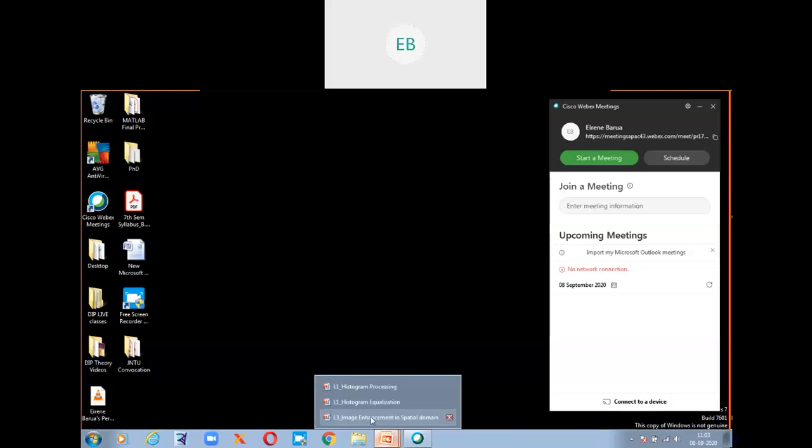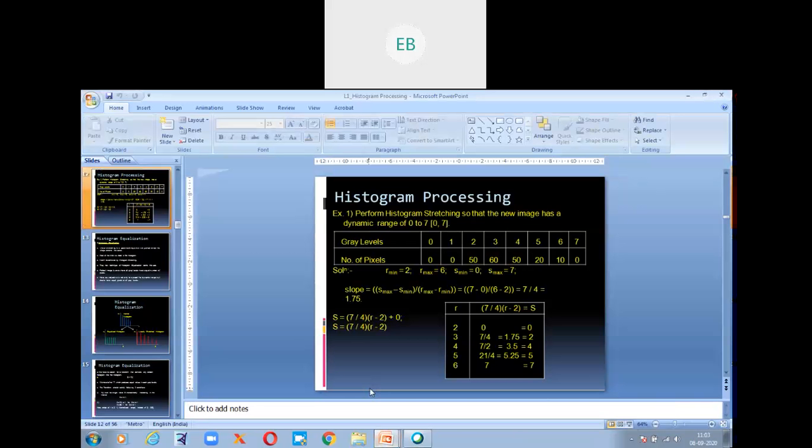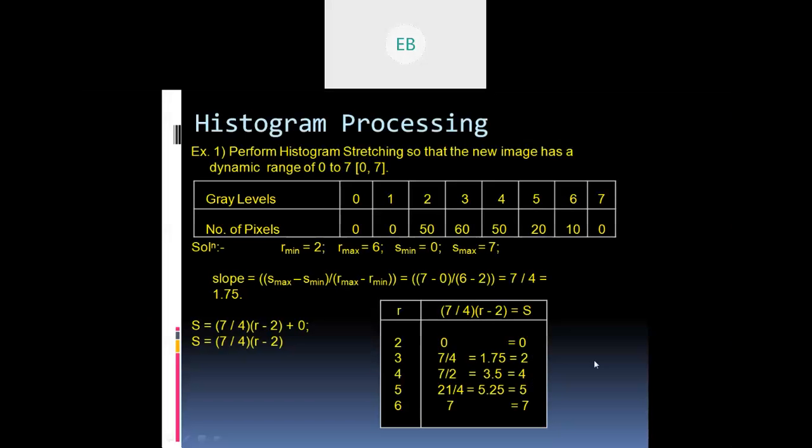Guys, did you calculate it? Yes, ma'am. So did you get these values? Yes, ma'am. Okay. So this equation, that is this sum, is correct, right? This is nothing but we just tried to calculate R using the equation of S.